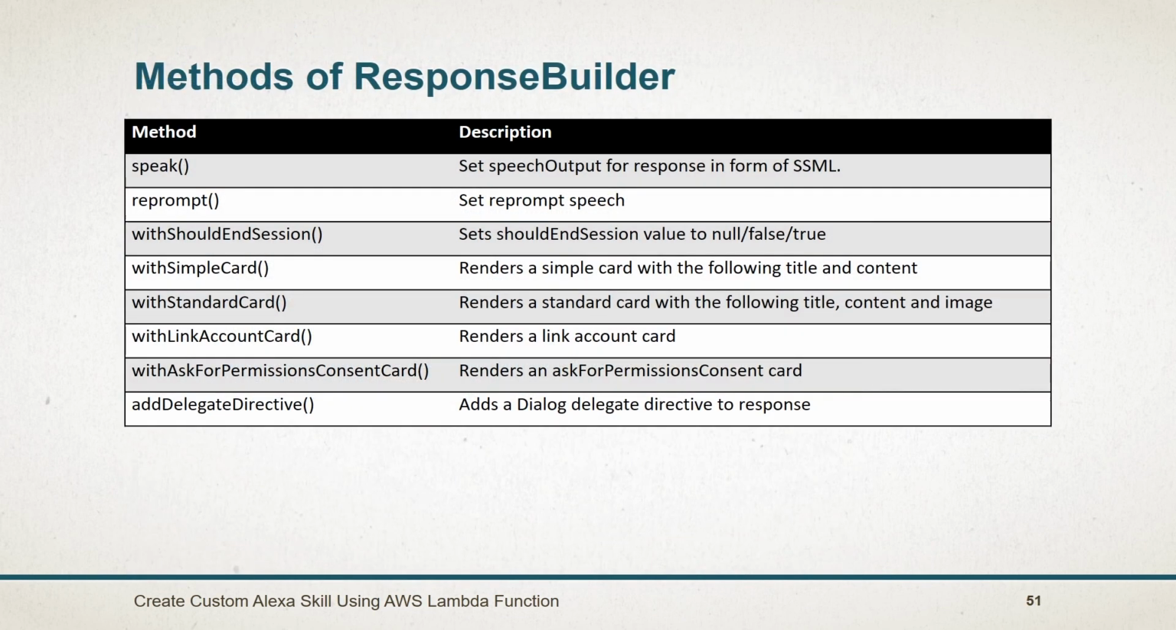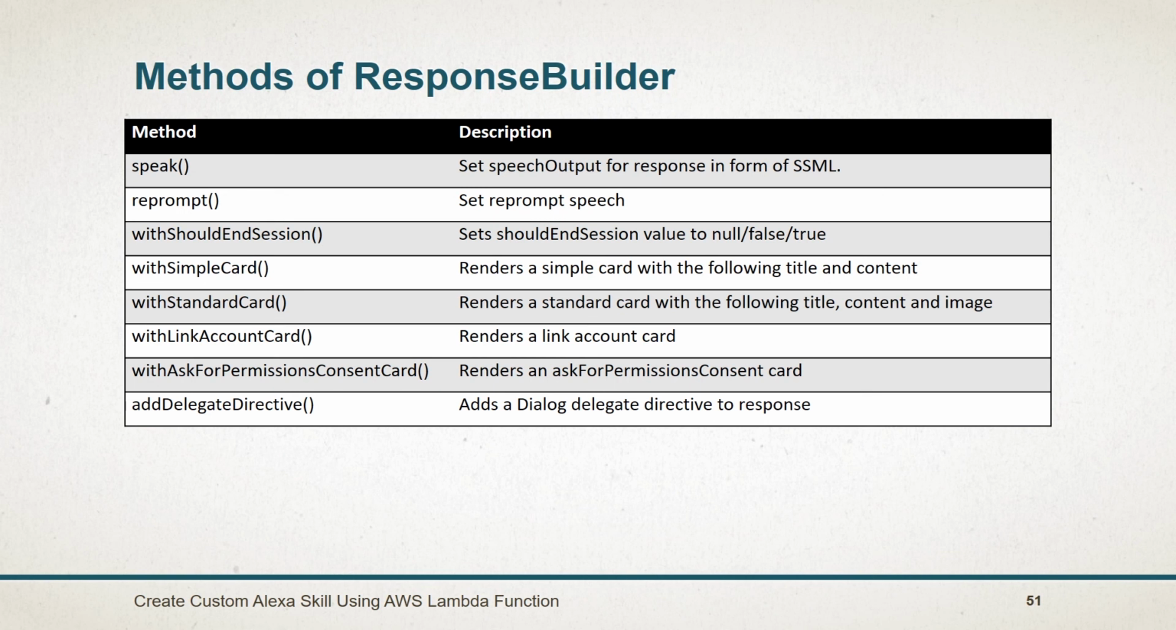The reprompt method sets the reprompt speech. The withShouldEndSession method sets the shouldEndSession value to null, false or true. The withSimpleCard method renders a simple card with the following title and content. The withStandardCard method renders a standard card with the following title, content and image. The withLinkAccountCard method renders a link account card.